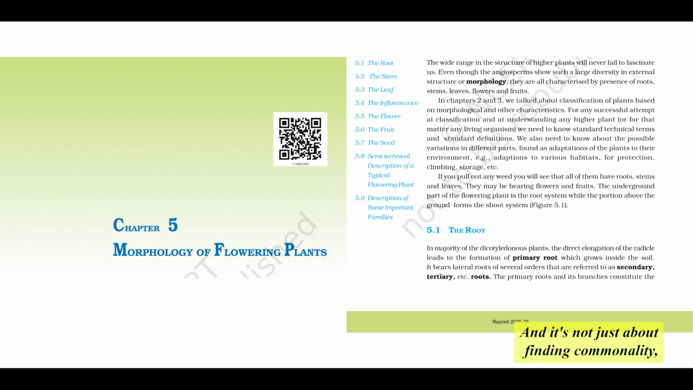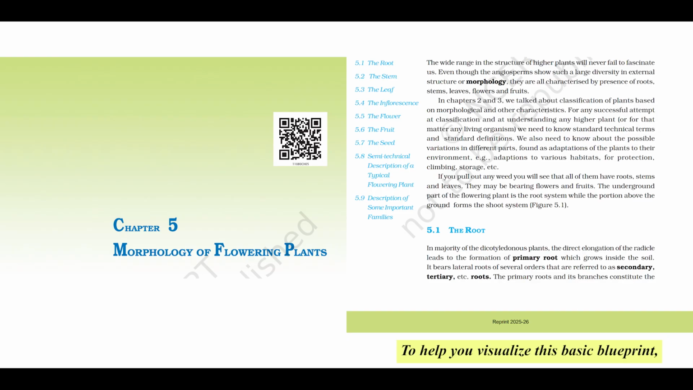And it's not just about finding commonality. We also need to understand the possible variations in these parts. These variations are often remarkable adaptations. Adaptations? Like how? Well, adaptations that plants have developed to their specific environments or to perform specialized functions. Think about how plants adapt for survival in different habitats, deserts, water, mountains, or for protection against herbivores, maybe with thorns, or for climbing up supports like vines, or for efficiently storing reserve food material like starch or sugar in roots or stems. Each variation tells a story of adaptation.